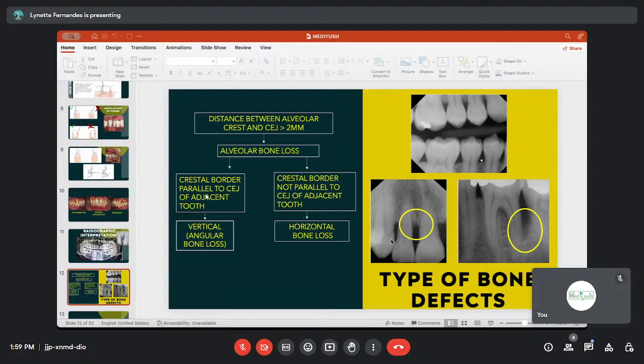Now there's something which is horizontal and vertical alveolar bone loss. When you see this CEJ of these two, this is a maxillary teeth. The CEJ is here, and when your bone loss is parallel to your CEJ, that's going to be your horizontal bone loss, right? Like horizontal lines. Whereas your vertical bone loss or your angular bone loss is not parallel to your adjacent CEJ. This is like this. This is your angular bone loss.